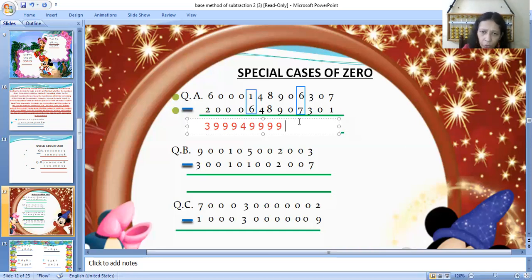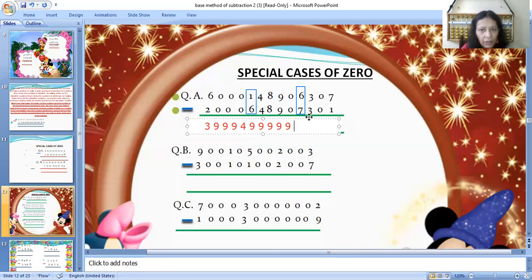So what will you do? You got 9 now. So you will write down here 9. Why will you write down 9 here? You will not think in your mind now what comes before 9. So here you will write 9. Now move to the next.